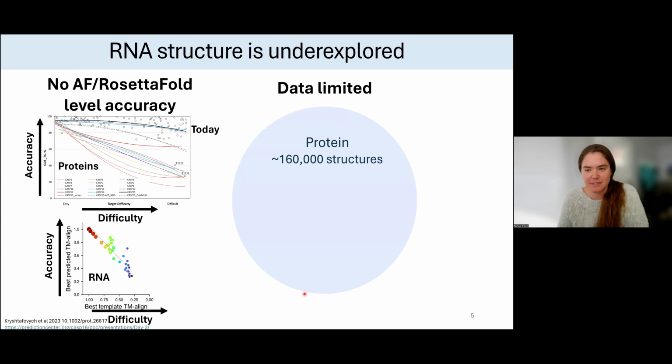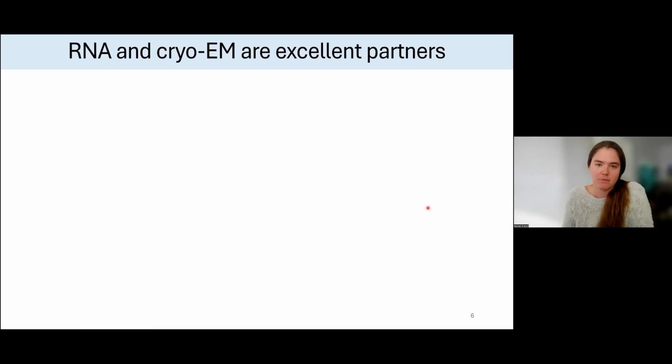And one of the reasons we cannot rely on them is data is extremely limited. So this is roughly the amount of protein structures that we know. And RNA is way over here with roughly 1% of the known RNA folds. So we're dealing with very little data. So our goal is to get more data and know more structures.